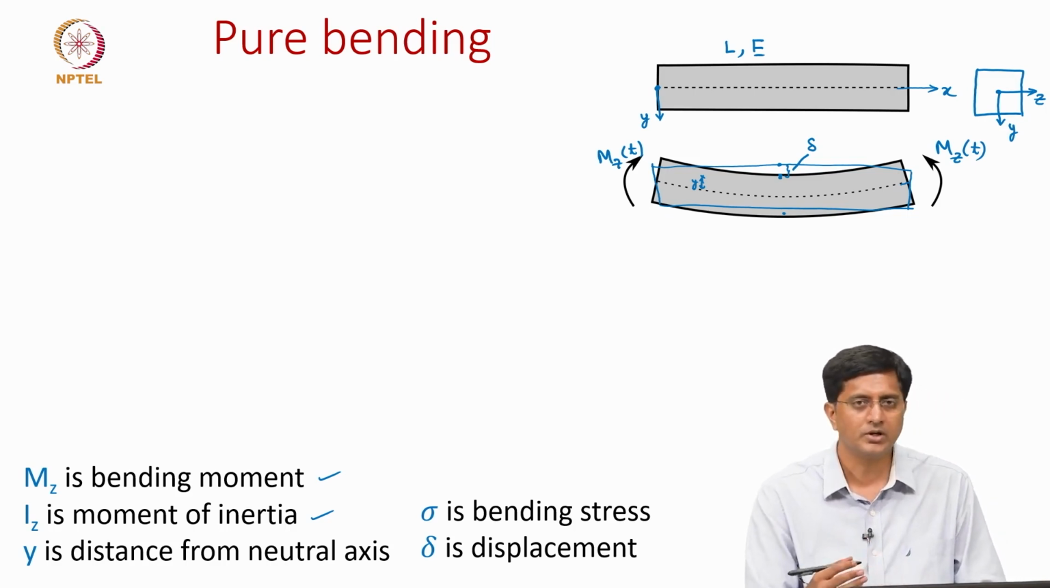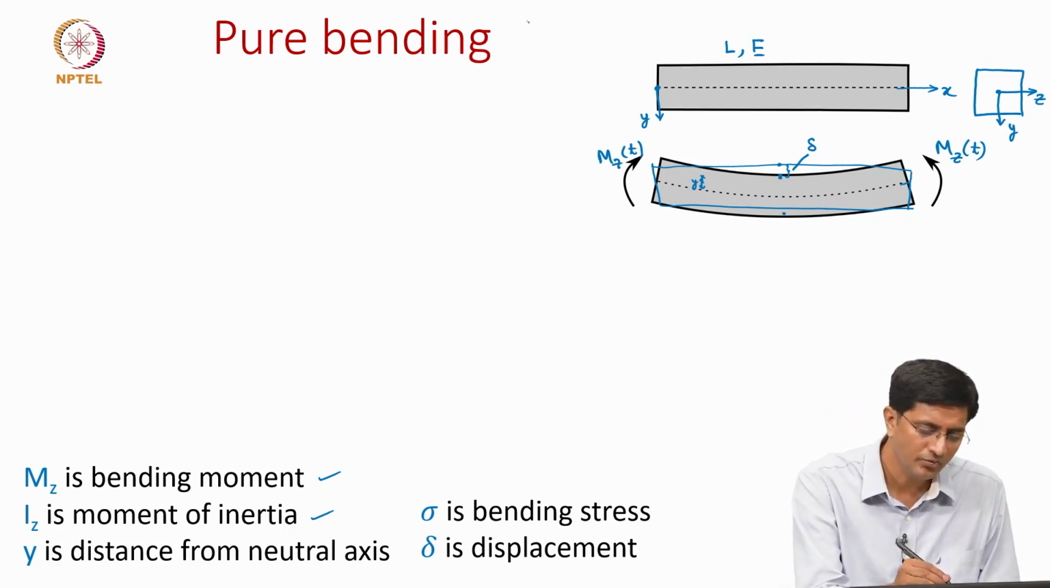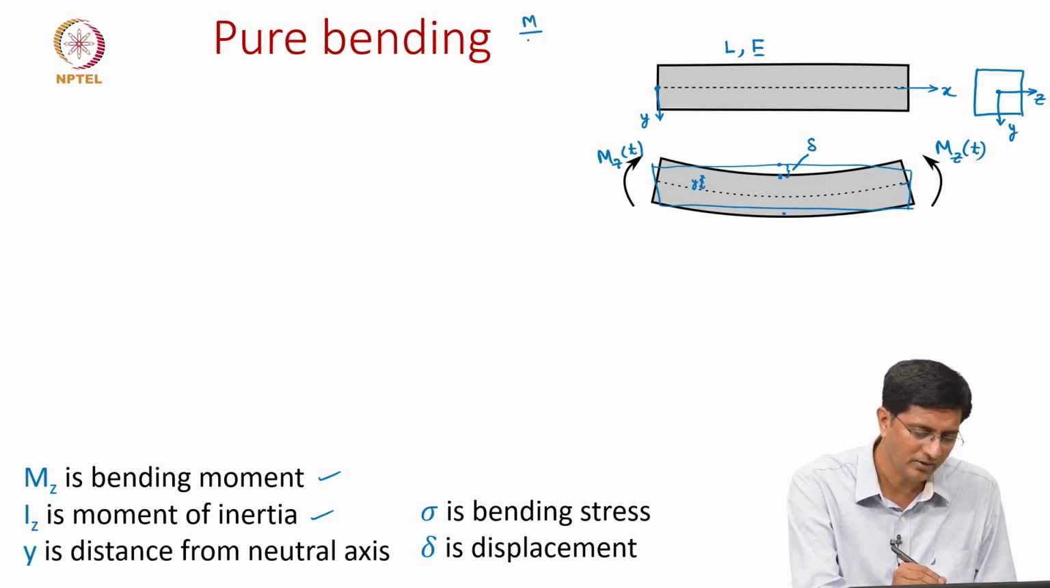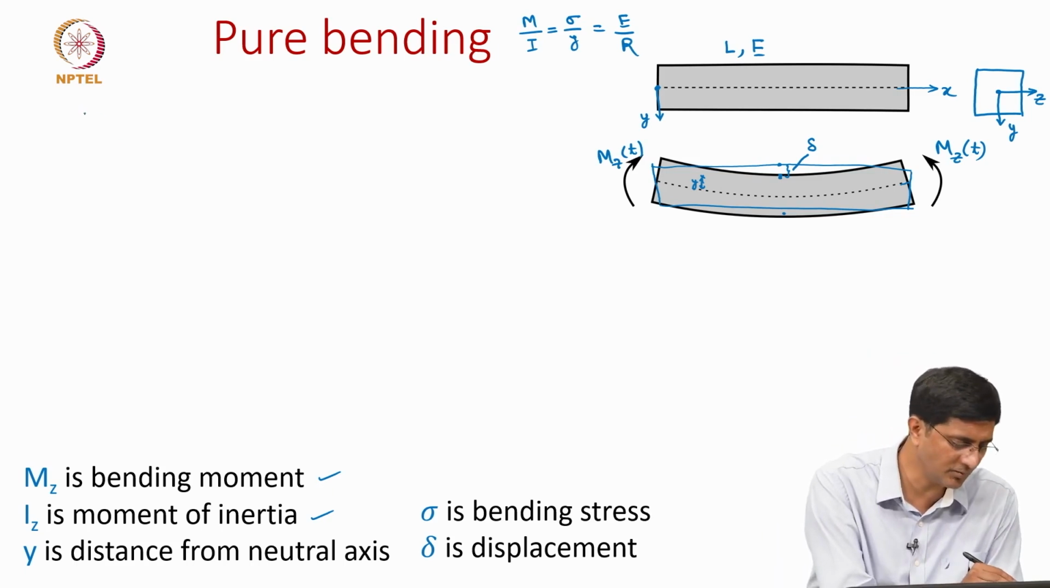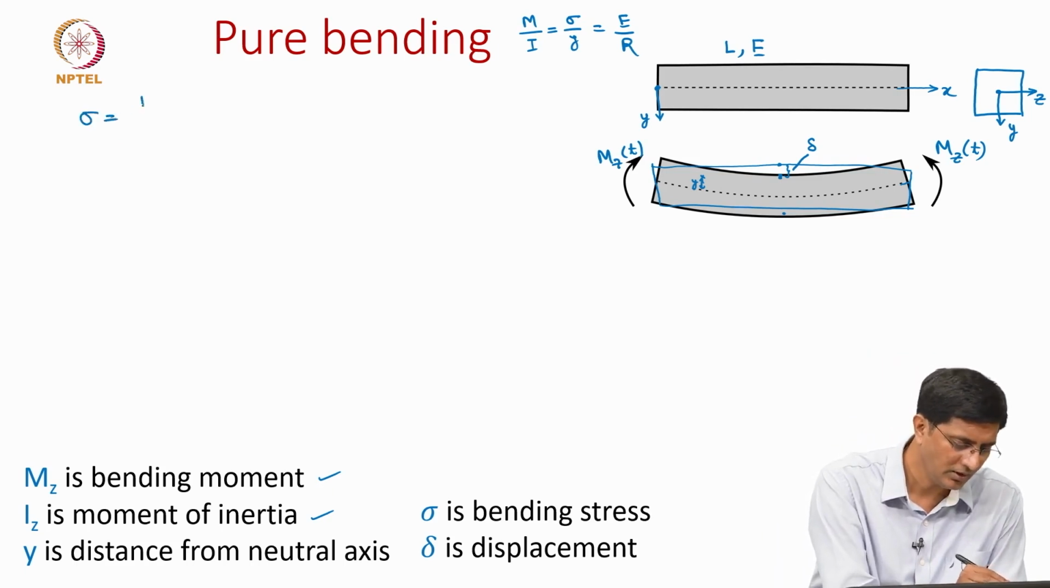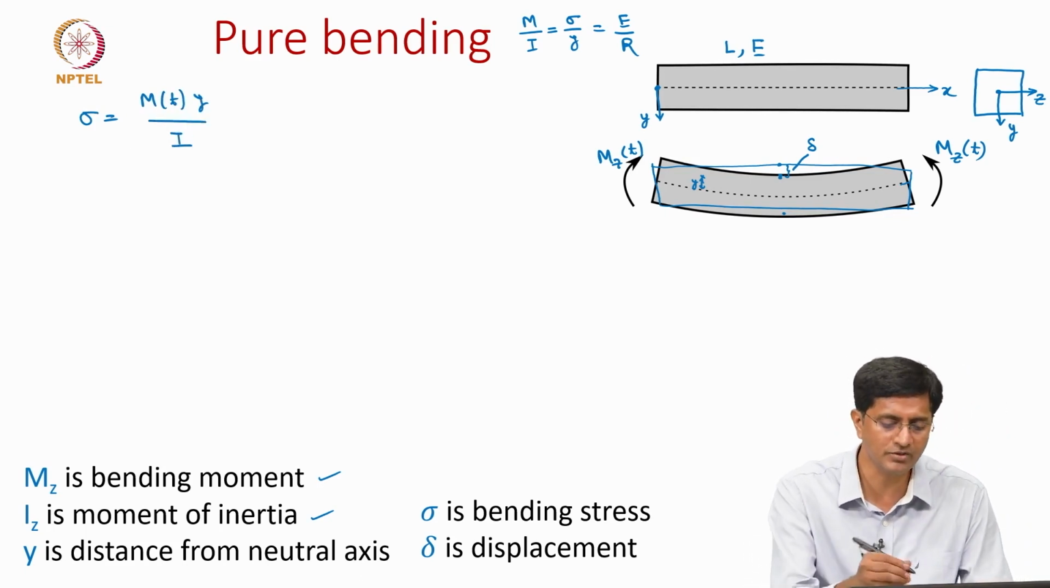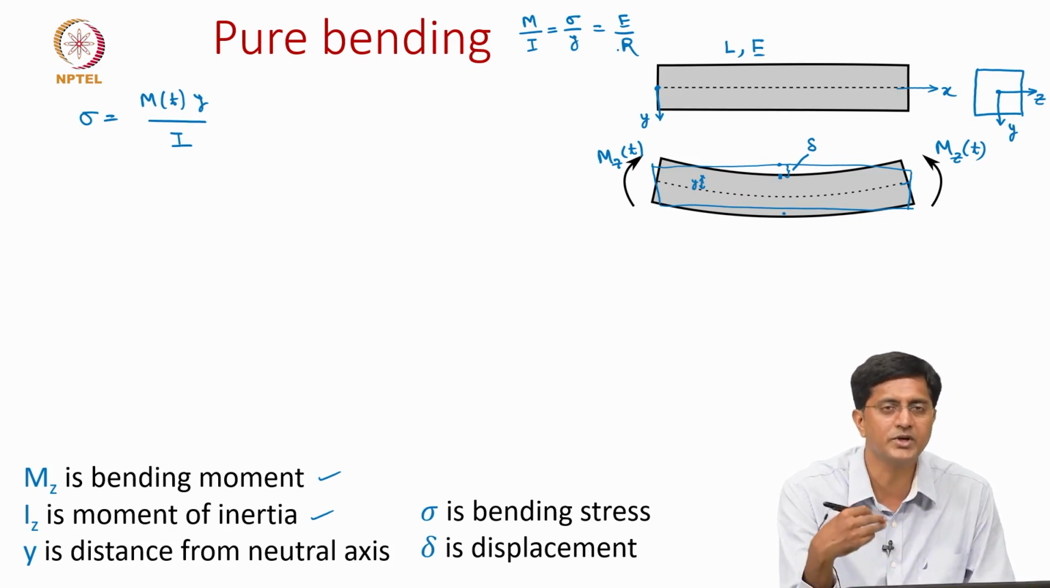From the solid mechanics course we know we write this expression: M by I is equal to sigma by y is equal to E by R. We will use this expression to write the bending stresses. The bending stress, let us say sigma, is simply M, which is a function of t, times y by I. And how do we get the deflection? We get the deflection from R because we replace it with curvature, which is again written in terms of the double derivative of the deflection.